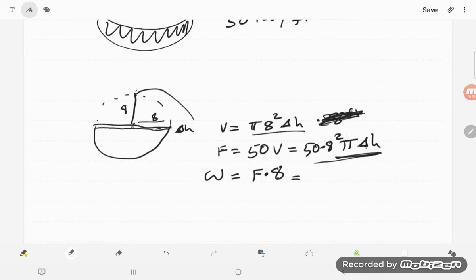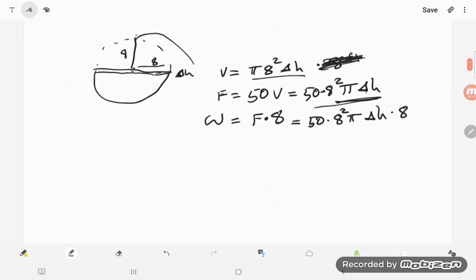And so we have at this point 50 times that 8 squared pi times delta H, and then times 8. So there is our first delta H. And say I'm down here somewhere. So I've come down this far. And now it becomes a matter of what do I want to call these different values.